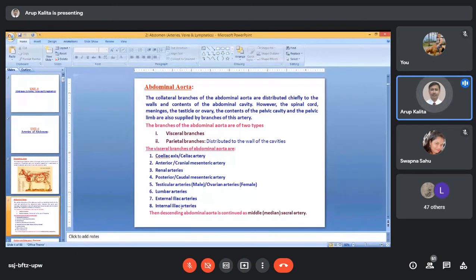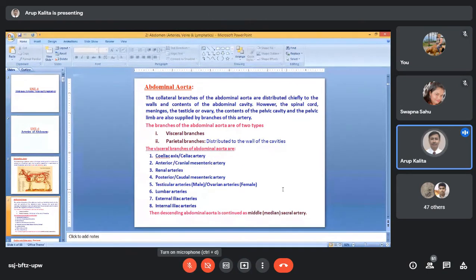But if somebody asks you, what are the single or unpaired branches of the abdominal aorta? They are celiac artery, cranial mesenteric artery, and caudal mesenteric artery. Only 3. These 3 are unpaired or single in nature, whereas the rest are paired. Clear to you? Yes, sir. Yes.